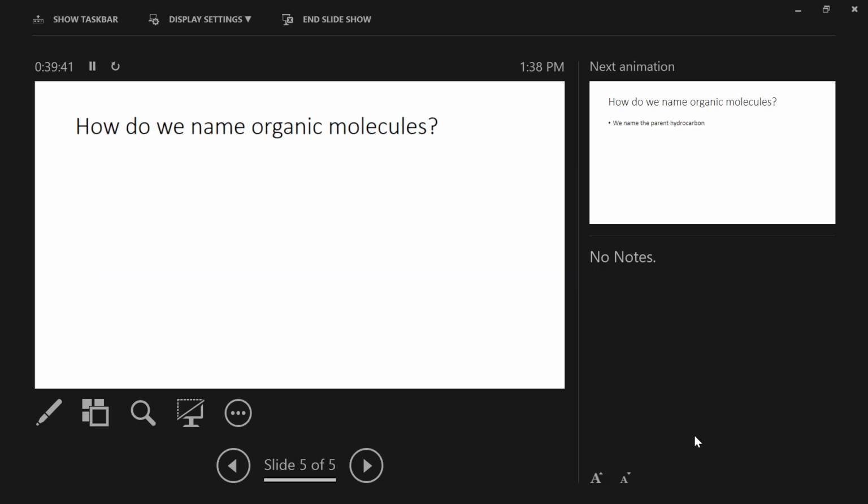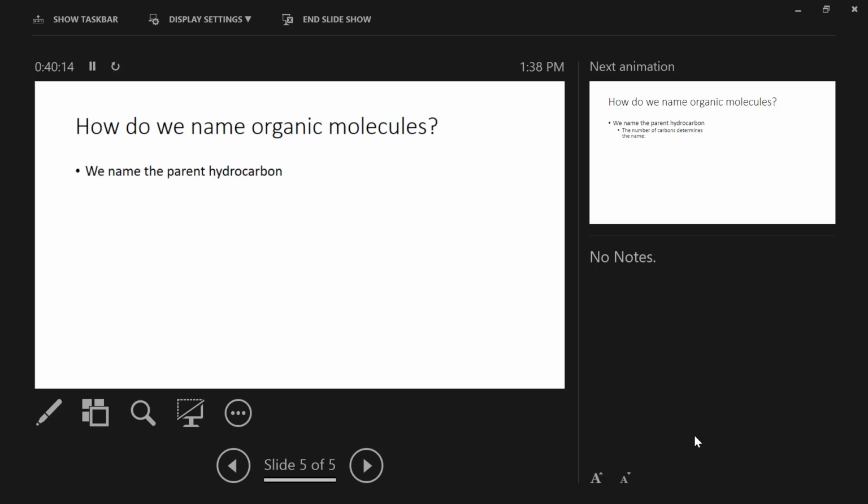All right. So how do we name organic molecules? Now, there's nothing in your homework that is going to ask you to name organic molecules, but I want to give you some tools so that if you go on and take some additional chemistry, you basically already have a foundation to build on for this. Okay, and here's how we name them.